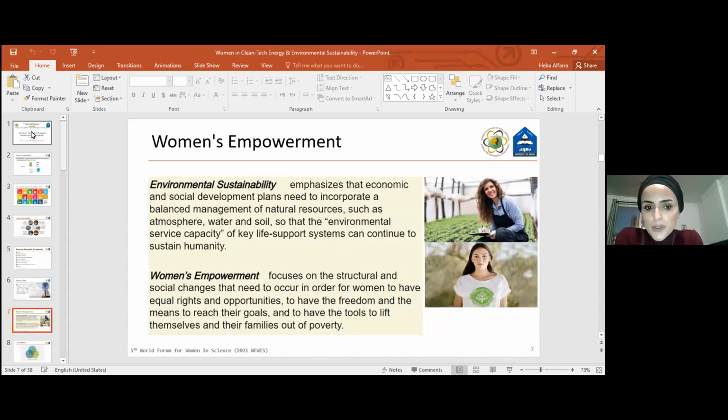Women's empowerment: we need to focus on the structural and social change that needs to occur in order for women to have their equal rights, equal opportunities, to let them reach their goals, to have their freedom, to use the best tools so they can help their families, help their communities, and help themselves also through the empowerment program.